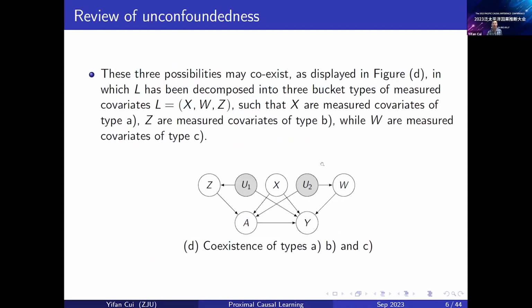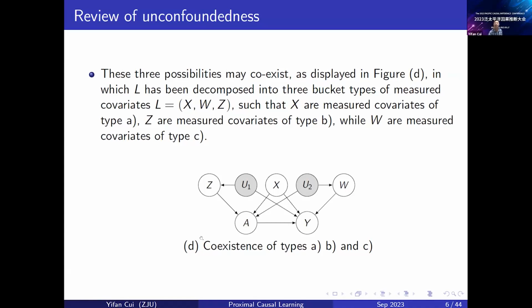For example, in this figure D, the unconfoundedness given L also holds. You don't need to classify L into these three buckets, type A, type B, type C proxy. If you do a regression, lasso, or neural nets, regressing Y on L and A, you get the correct causal answer because there is no backdoor path from A to Y.